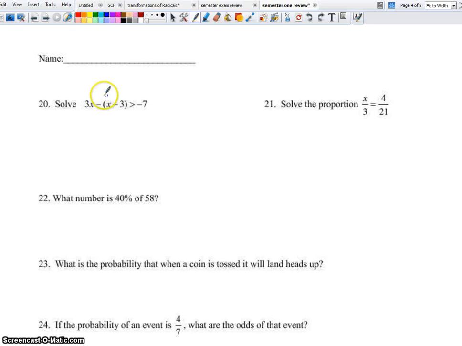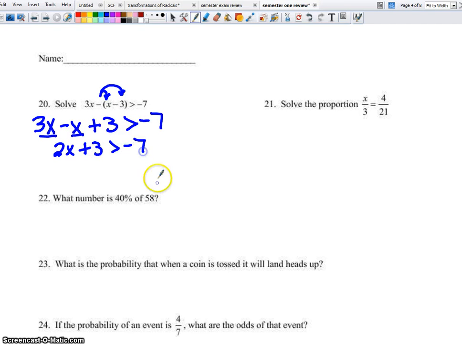You're going to have to distribute this negative. When you have a negative there, you either think of it as distributing a negative 1 or as changing signs. Either way, it becomes 3x minus x plus 3 is greater than negative 7. Combine your like terms, and it gives you 2x plus 3 is greater than negative 7. Move your 3, and you get 2x is greater than negative 10. Divide by 2, and x is greater than negative 5.